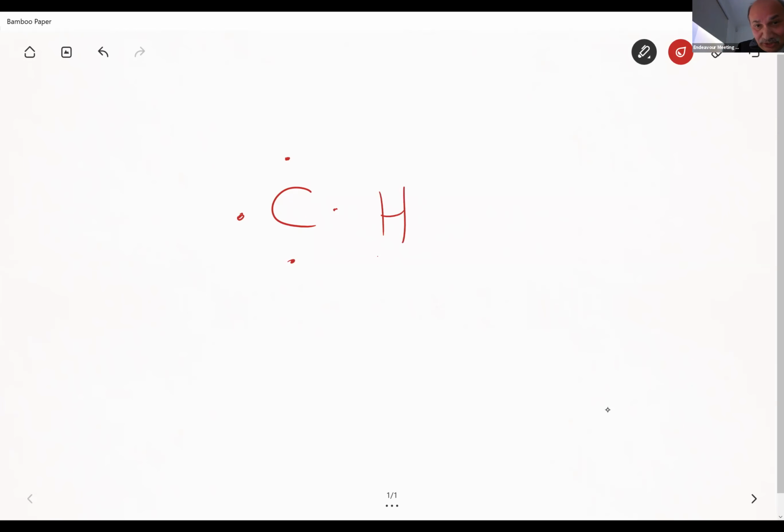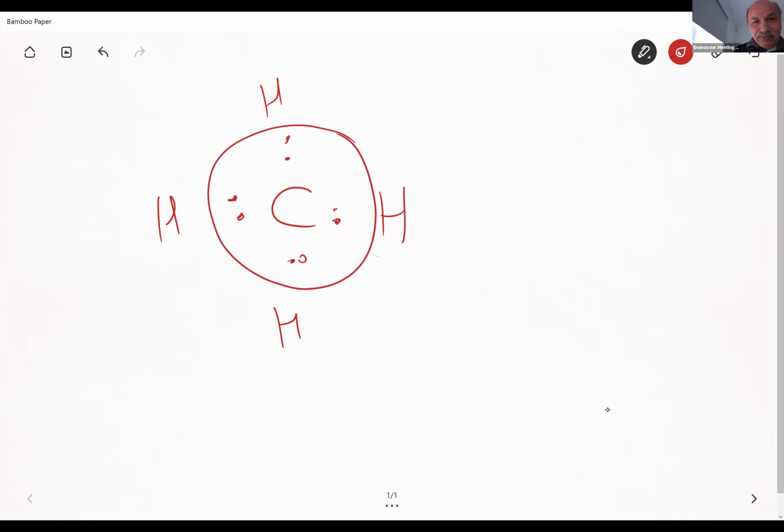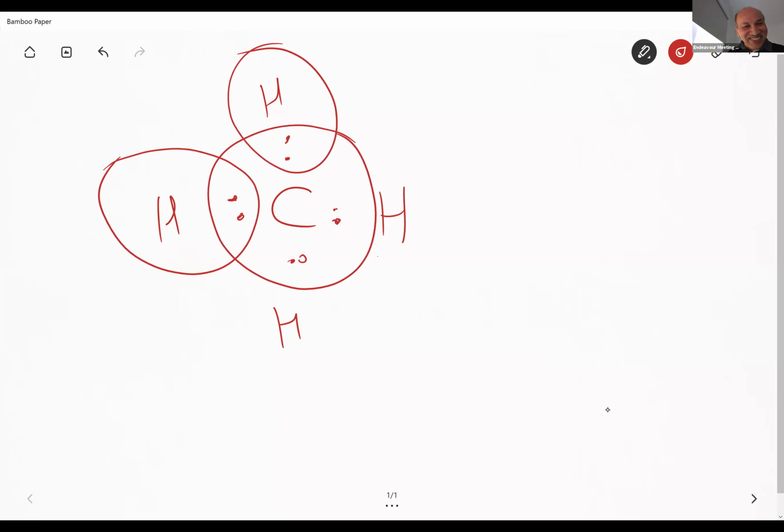Hydrogen with 1 electron, right? It's happy to share that. One more hydrogen comes and shares with that. Another hydrogen comes and shares with that. And another hydrogen. So now you can see carbon is going to have how many electrons? 8 electrons. Happy? Satisfies the octet rule. Now hydrogen is going to have 2 electrons.